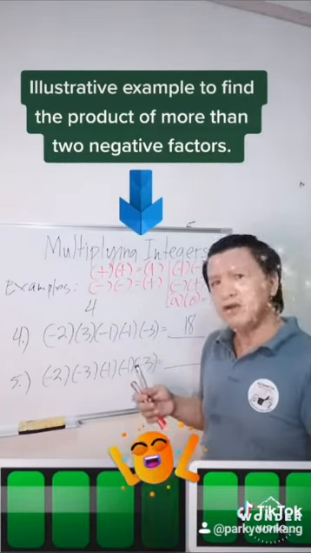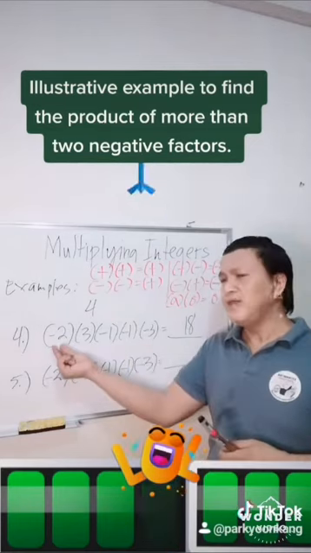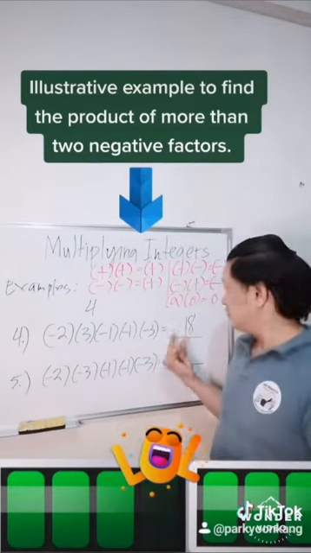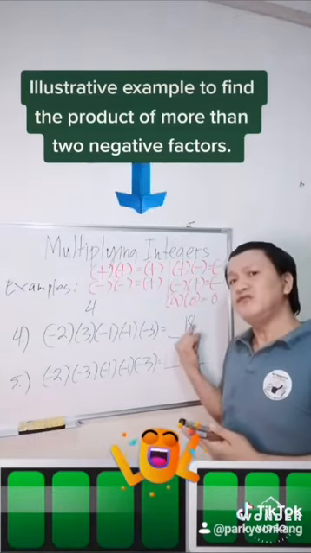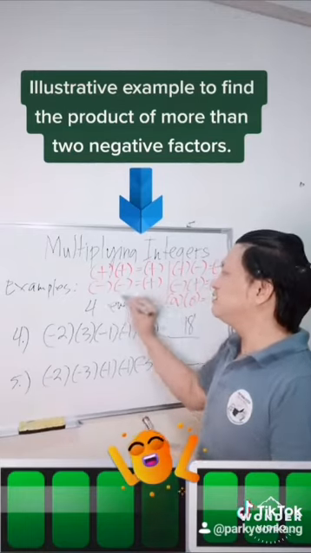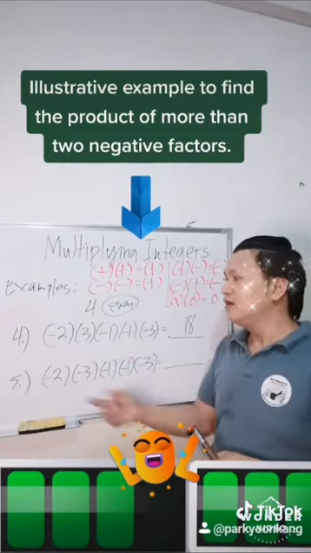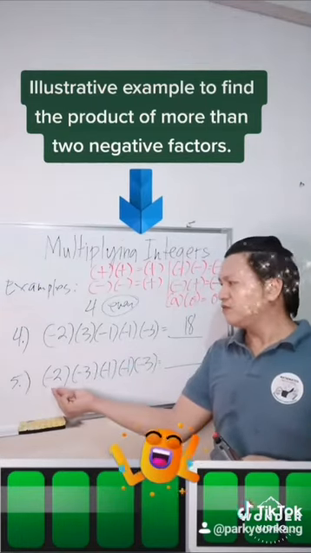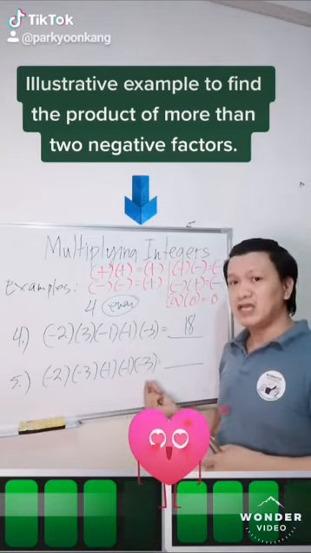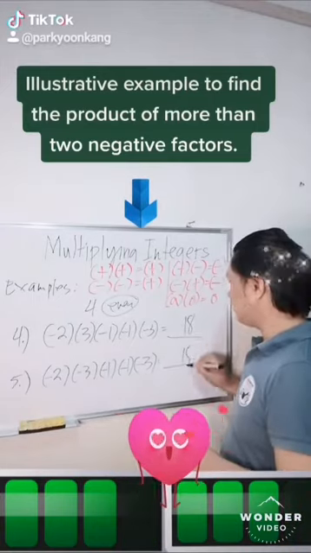Go back to what I was talking about a while ago. If the number of negative signs is even, the sign of the product is positive. When we talk about even, it is divisible by 2. Now, how about number 5? Get the product of negative 2, negative 3 times negative 1 times negative 1 and negative 3. Just simply get the product. Their product is simply 18.